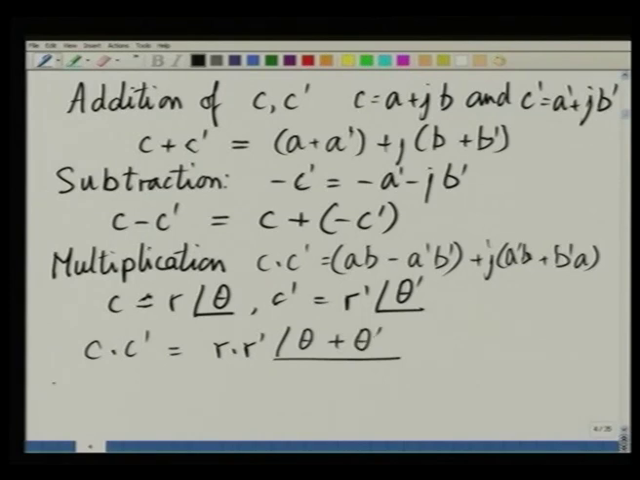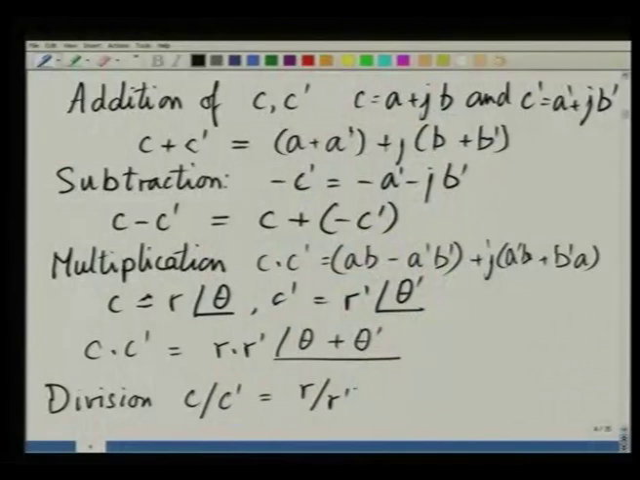Likewise, division is very straightforward in polar coordinates. c divided by c prime is simply given by r divided by r prime. The usual proviso that r prime is not 0 must be fulfilled. The angle of this is given by theta minus theta prime.